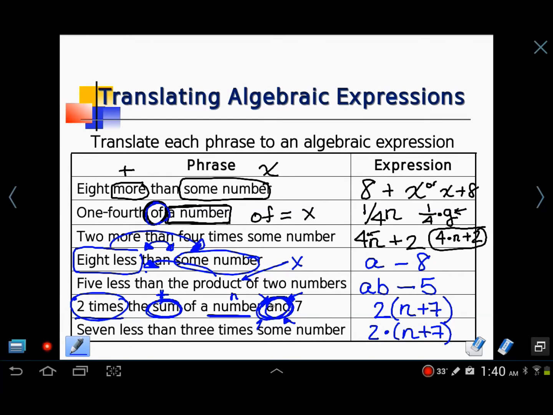But that's kind of a biggie there. You want to kind of pick that out. If you see that word and, not always, but a lot of times, that means you're going to have to put some kind of expression inside of the parentheses.